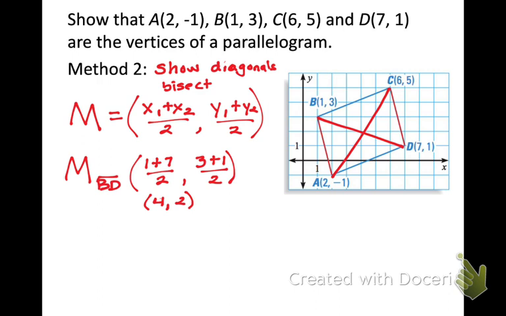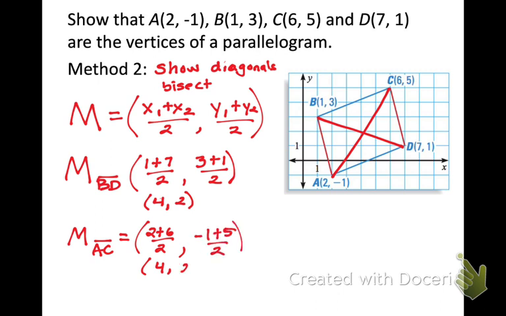Are we in agreement with that? So now I'm going to do the same thing for the second diagonal, AC. The midpoint of AC would be 2 and 6, cut in half, which is 4. 4, 2. And then -1, 5, which is 4 divided by 2 is 2. So are your midpoints the same? Yeah. So because my midpoints are the same for both diagonals, I could just write something like: if diagonals bisect, then parallelogram.